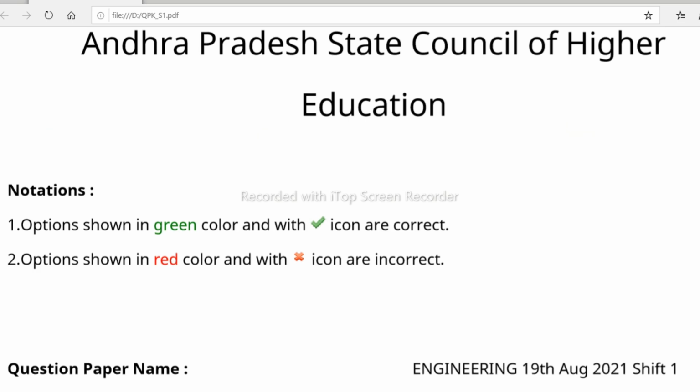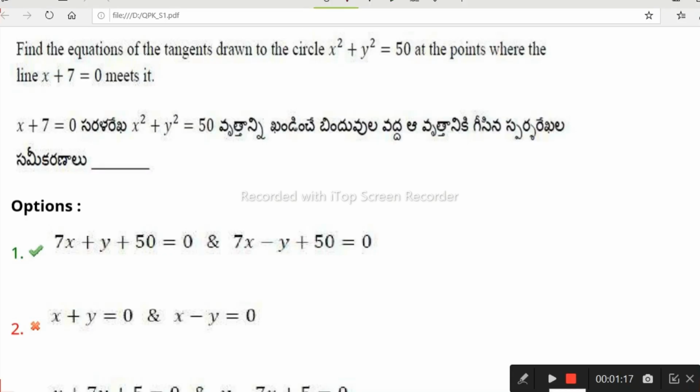I will scroll down this question paper. Be ready. Circles is one of the major topics for both states of EAMCET. What is the question here? We'll see now. Find the equations of tangents drawn to the circle x square plus y square is equal to 50 at the points where the line x plus 7 is equal to 0 meets it.